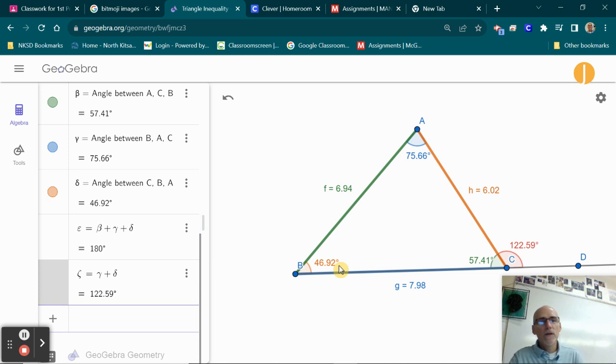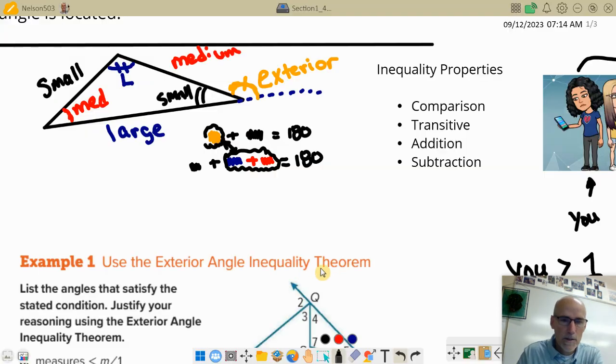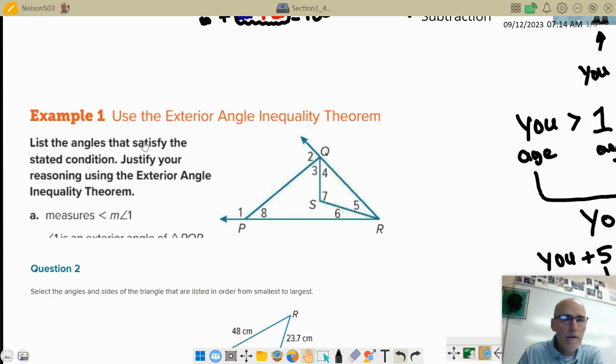It's kind of a subtle little thing, and it might seem unimportant to you, but it's a way for us to practice our deductive reasoning skills. Okay? So they're going to ask us questions like this in homework. They're going to say, list the angles that satisfy the stated condition, justify your reasoning using the exterior angle inequality theorem. So what measures are less than angle 1?